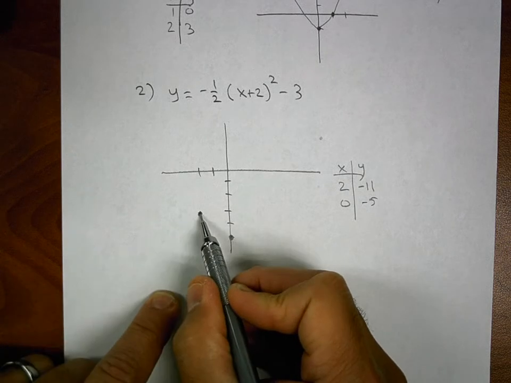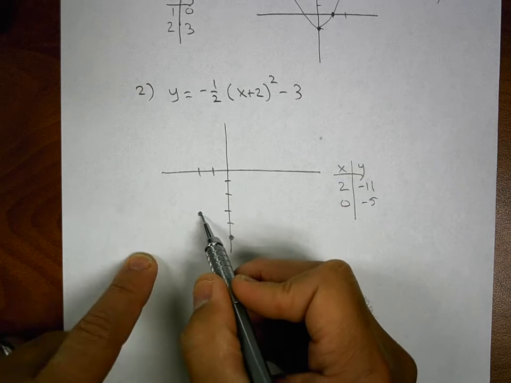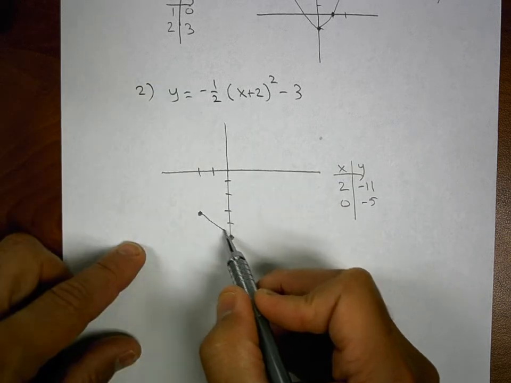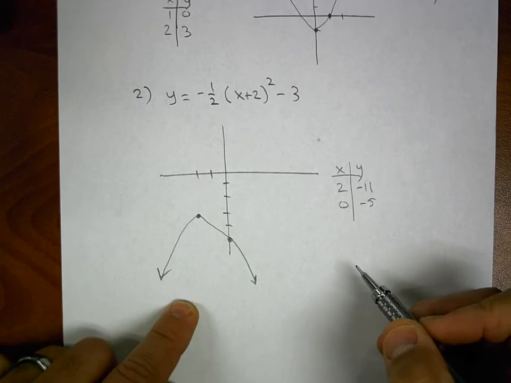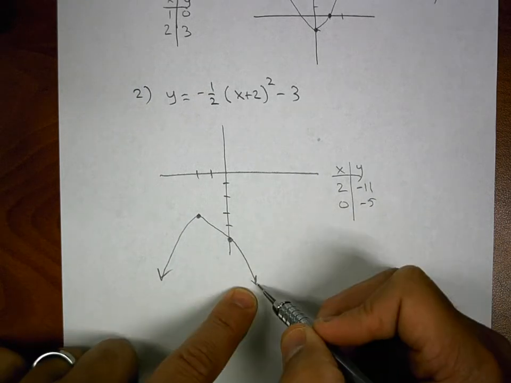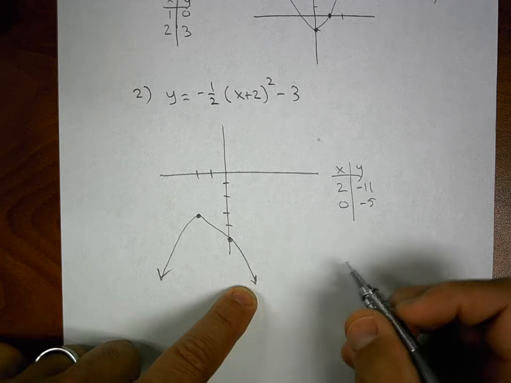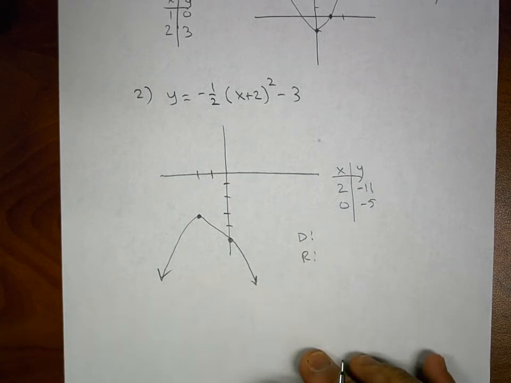I know this is my vertex that shifted, 2 to the left, down 3. And I know it opens down. I know my graph looks like this. It's symmetrical on the other side. There's my parabola. If we wanted to plot 2 comma negative 11, it'd be down there. Okay. Domain and range should be easy now.